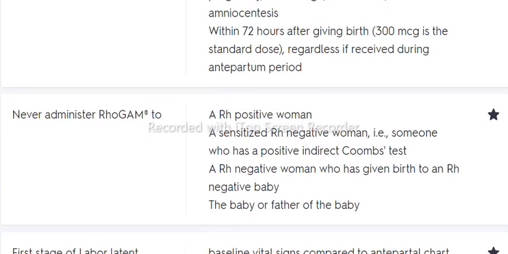Never administer RhoGAM to an Rh-positive woman, a sensitized Rh-negative woman, that is, someone who has a positive indirect Coombs test, or an Rh-negative woman who has given birth to an Rh-negative baby, the baby or father of the baby.